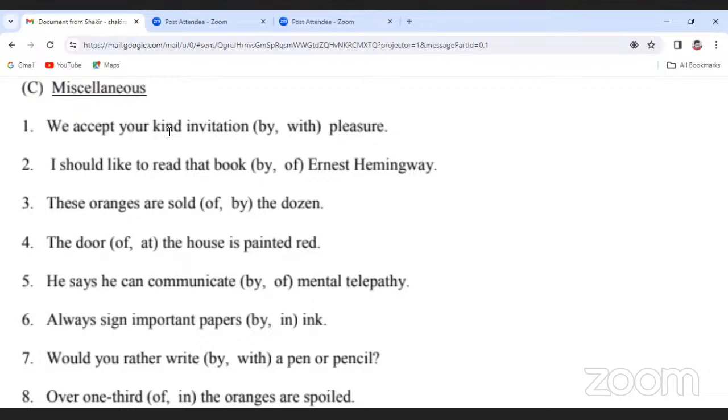The door dash the house is painted red. The door of the house is painted red. Of is the correct answer.